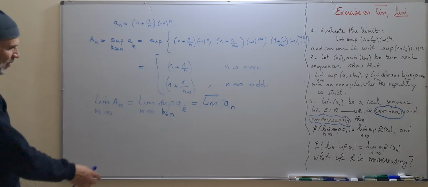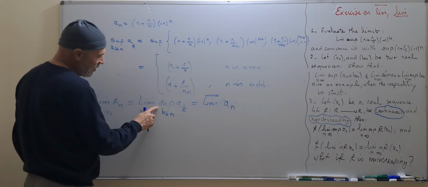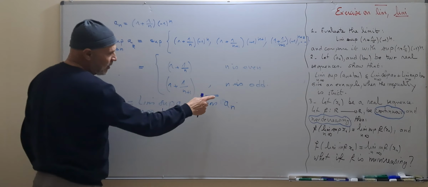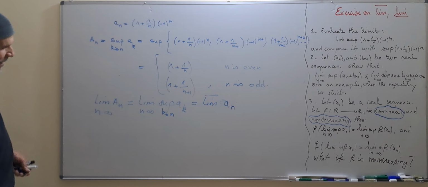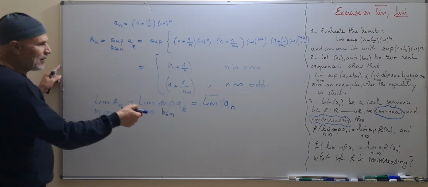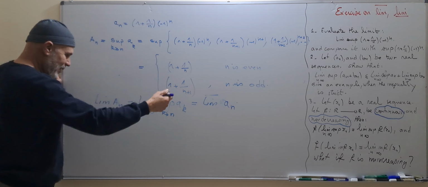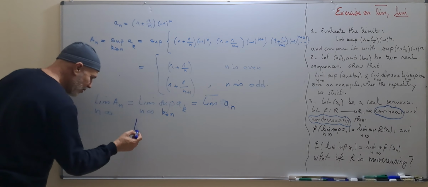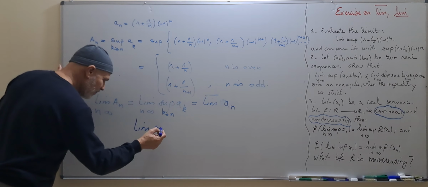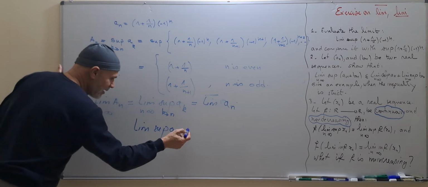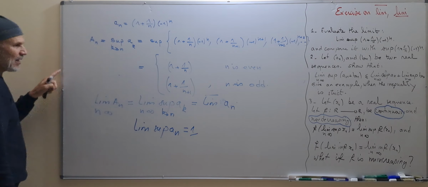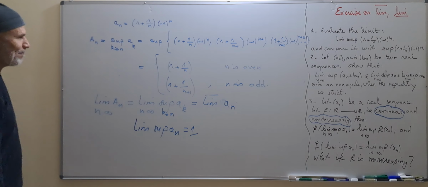So we can use this symbol or this symbol. In both cases, the limit sup of a_n is equal to 1.